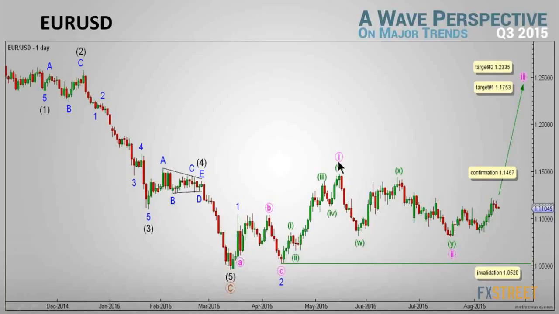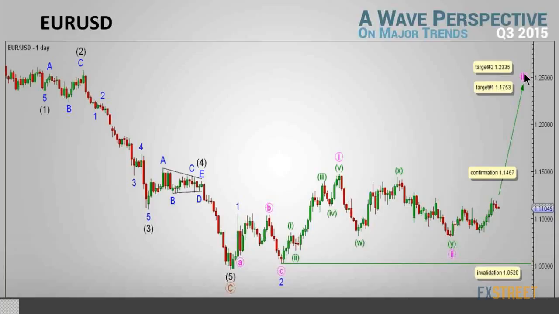We can clearly see on the daily chart that wave 1 pink unfolded as an impulse labeled waves 1 through 5 green, and that wave 2 pink was a double combination labeled waves W, X, and Y green. As we mentioned on the weekly chart, this count would be confirmed by movement above 1.1467, and we have two targets for the completion of wave 3 pink.